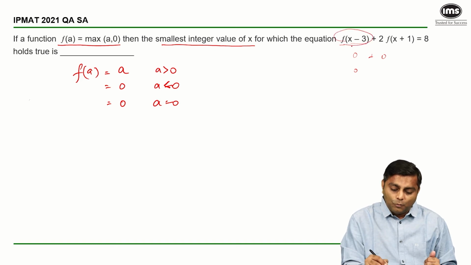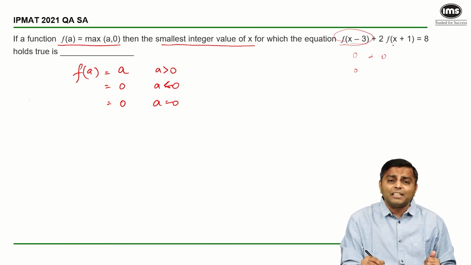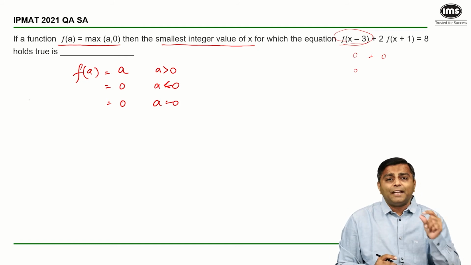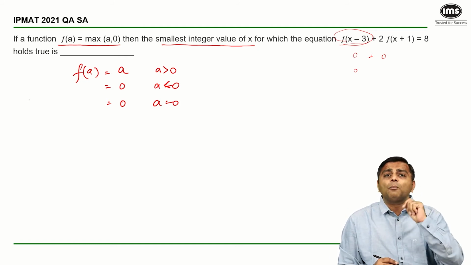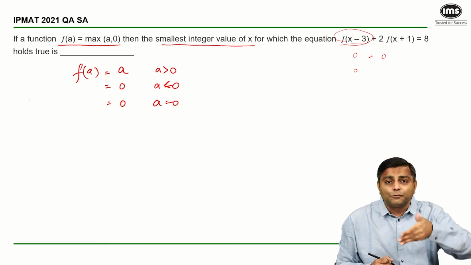This term is again going to become 0. This term is 2 times f of 1, which is 1. So, 2 into 1 is 2. So, if I take x as 0, I am going to get a value 2. At least it has increased from the previous zeros.